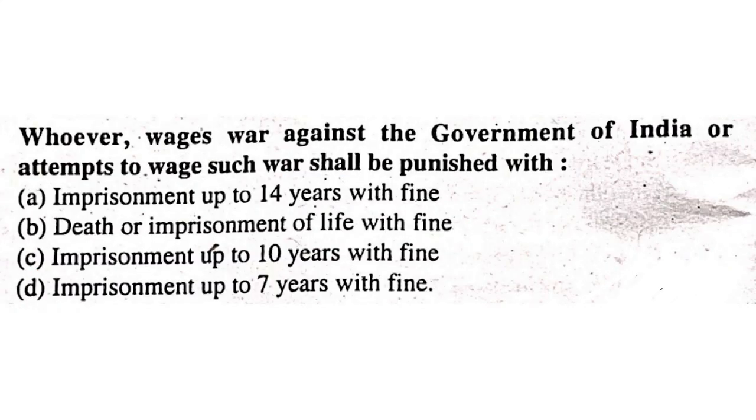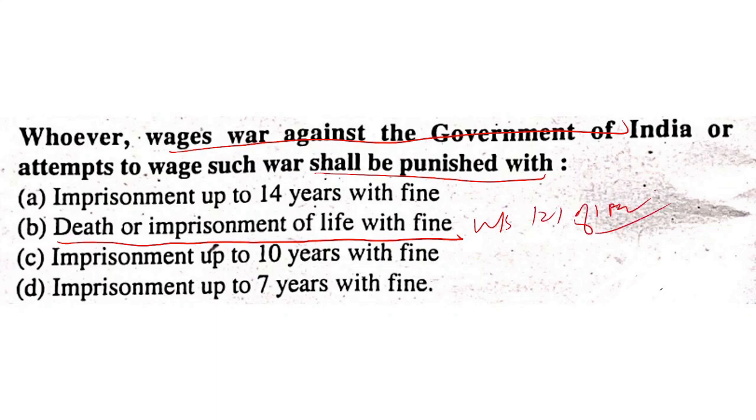Whoever wages war against the government of India or attempts to wage war shall be punished with: imprisonment up to 14 years with fine, death or imprisonment for life with fine, imprisonment up to 10 years with fine, or imprisonment up to 7 years with fine? Whoever wages war against the government of India, the punishment shall be death or imprisonment for life with fine under section 121 of IPC.